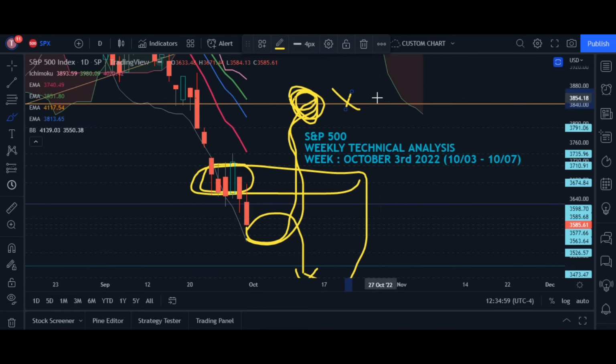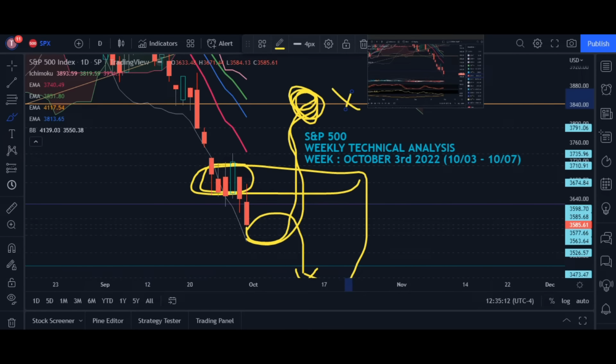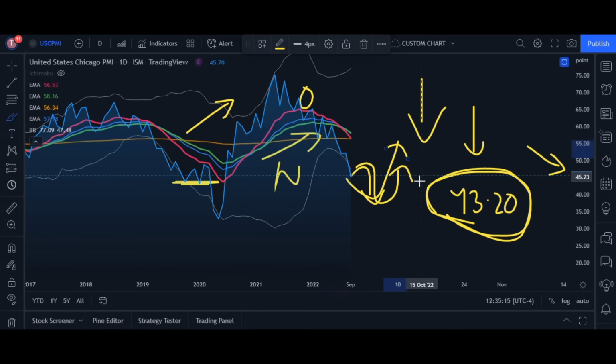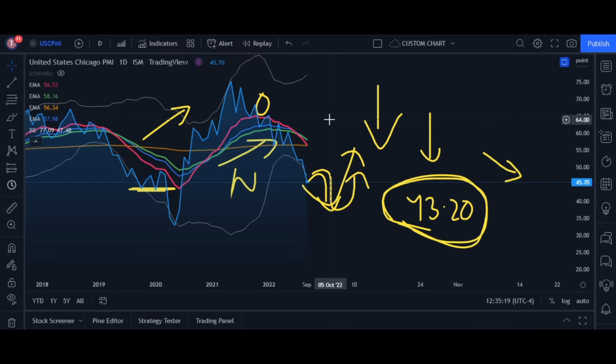So there will be a short-term bull retrace. I'm not saying that the trend will be bullish. I'm saying that the short-term bull retrace will be there for 2 days, 5 days, 7 days, or 2 weeks. But the trend will remain bearish. Simple. If you are my community member, then I will tell you when to go bullish, when actually to go bullish.